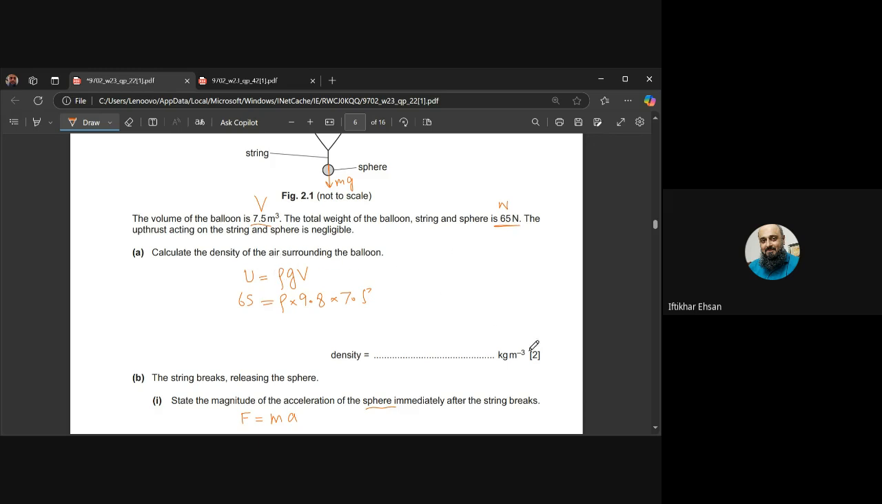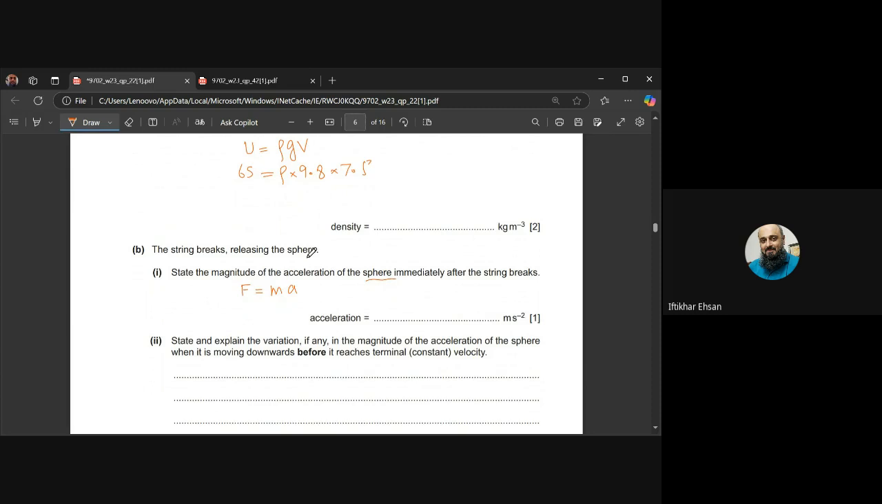Calculate the density of air surrounding the ball. The string breaks, releasing the sphere. State the magnitude of the acceleration. In my opinion, it should be the gravitational acceleration. It is of only one mark, which means no more explanation is required, because when the string breaks, it will only be having gravity. Acceleration due to gravity is this.